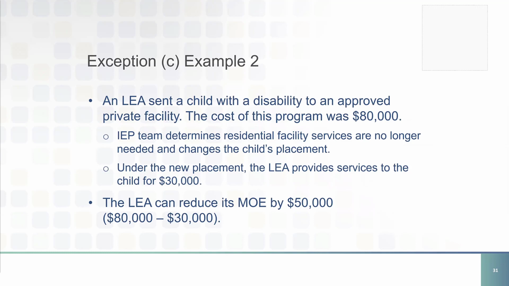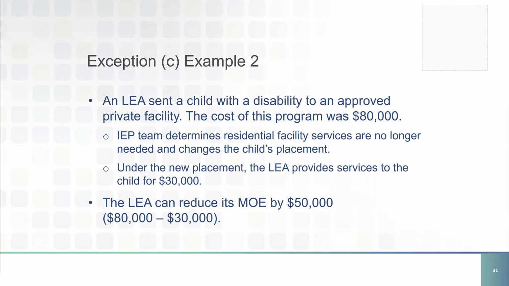In the second example, the LEA was paying $80,000 for an in-state approved private facility, and the PPT determined that the facility placement was no longer needed. The child returned to the LEA this year with services that cost the LEA $30,000 a year. The LEA can reduce its level of effort by $50,000, which is the difference between what it was spending on the child's program and what it is now spending for the in-district program. In this example, the $50,000 amount can be deducted from the required levels of effort.